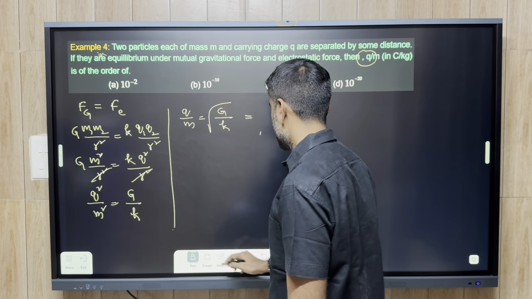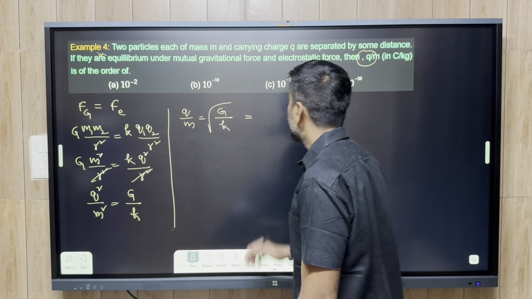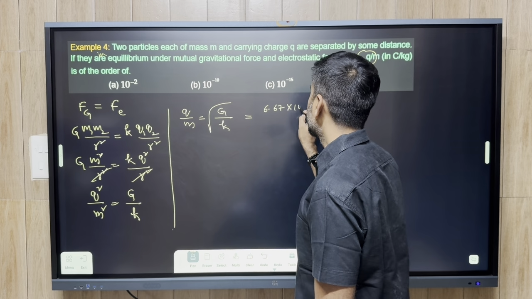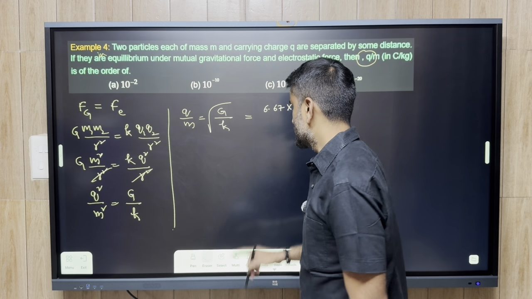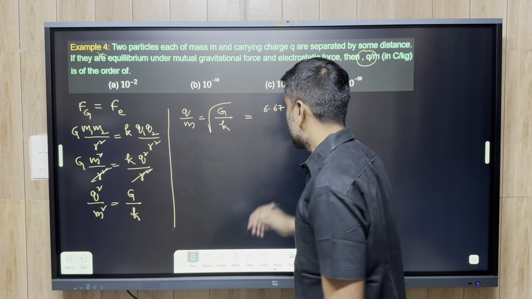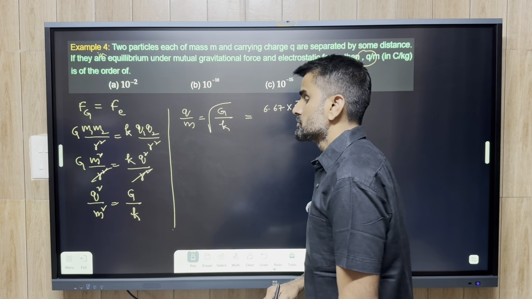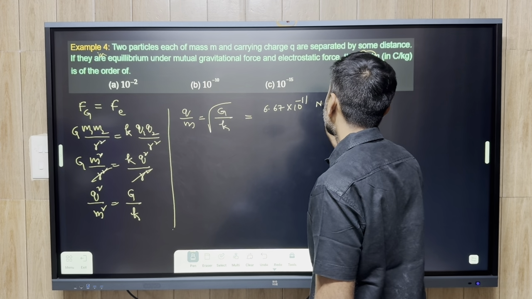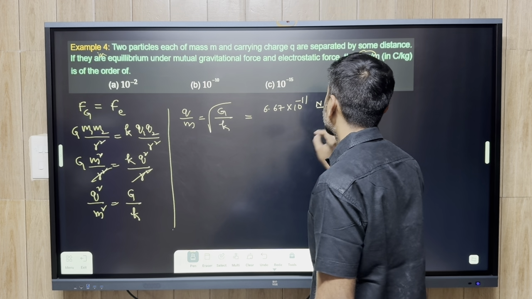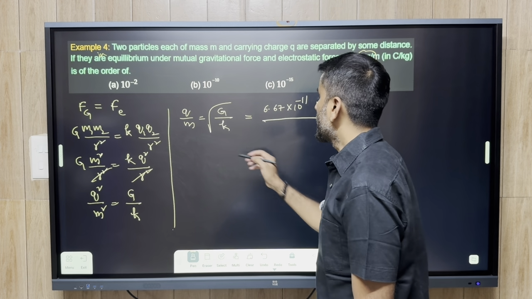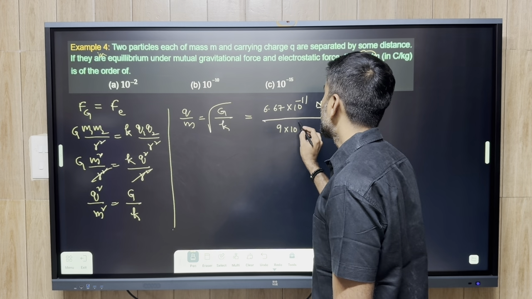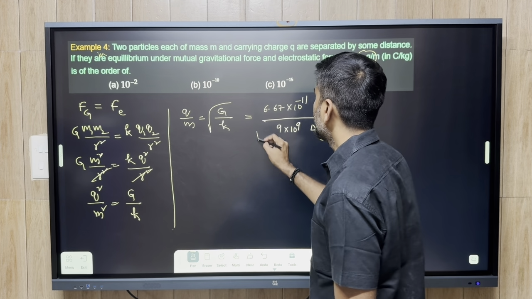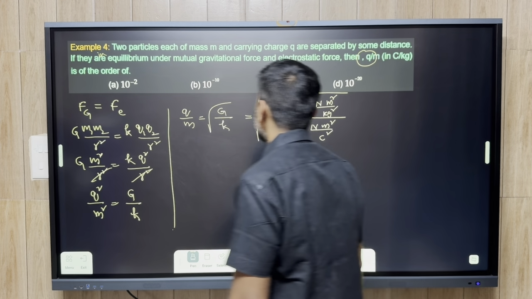We know the values of G and K. We know the value of G: 6.67 times 10 to the minus 11. I'm not writing the units here. Anyways, you can write Newton meter square per kg square. K value is 9 into 10 to the 9 Newton meter square by Coulomb square, under root.